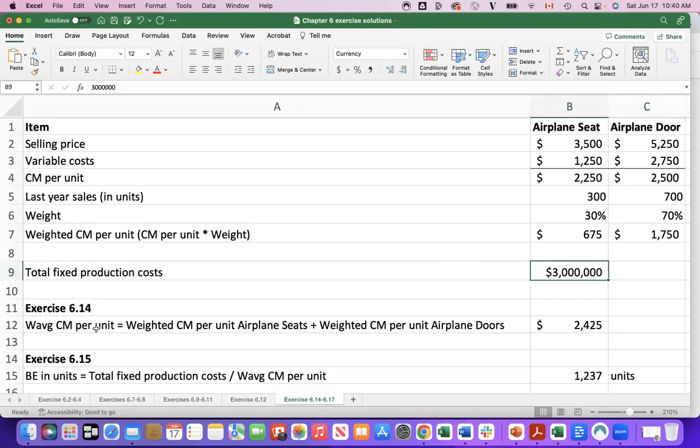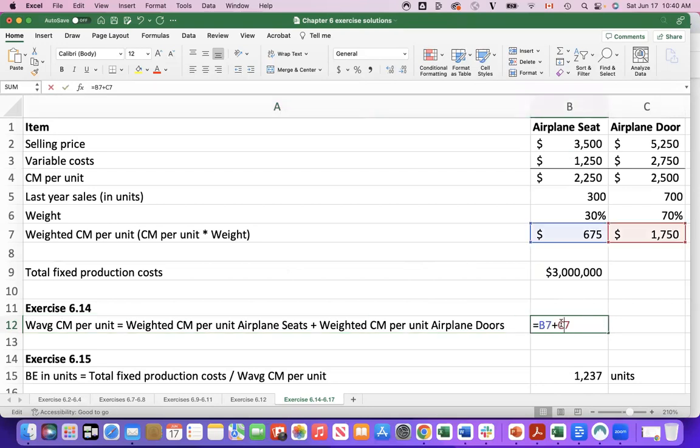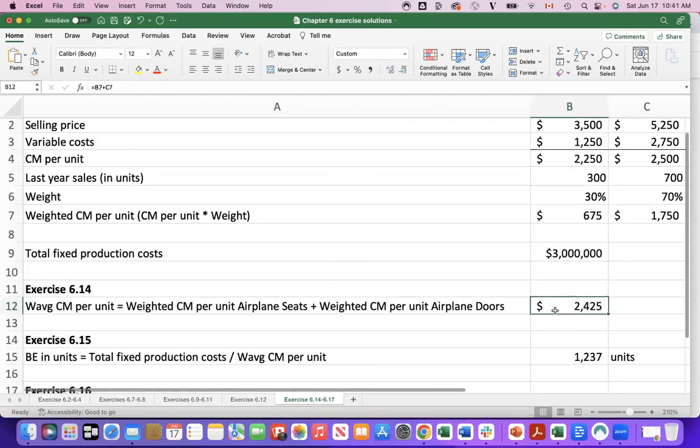Now we can get into the specific questions. So exercise 614 asked us to calculate the weighted average contribution margin per unit in total. And all that is, it's adding up the weighted contribution margin per unit of each product. In this case, the weighted contribution margin per unit of the seat plus the weighted contribution margin per unit of the door. So the $675 weighted contribution margin of the seat plus the $1,750 weighted contribution margin of the door, that gets us a total weighted average contribution margin of $2,425. And the reason we calculate this number is because that's what we use to do our break-even analysis.